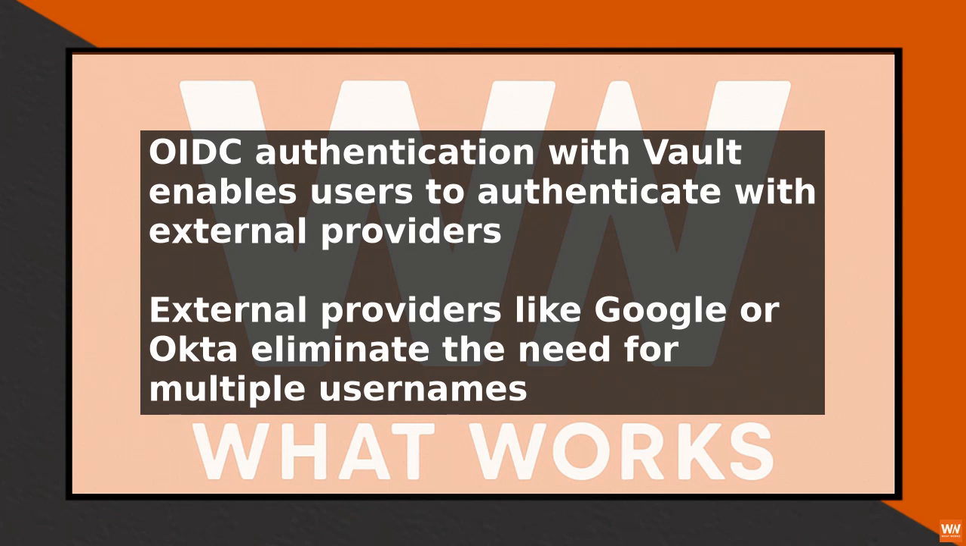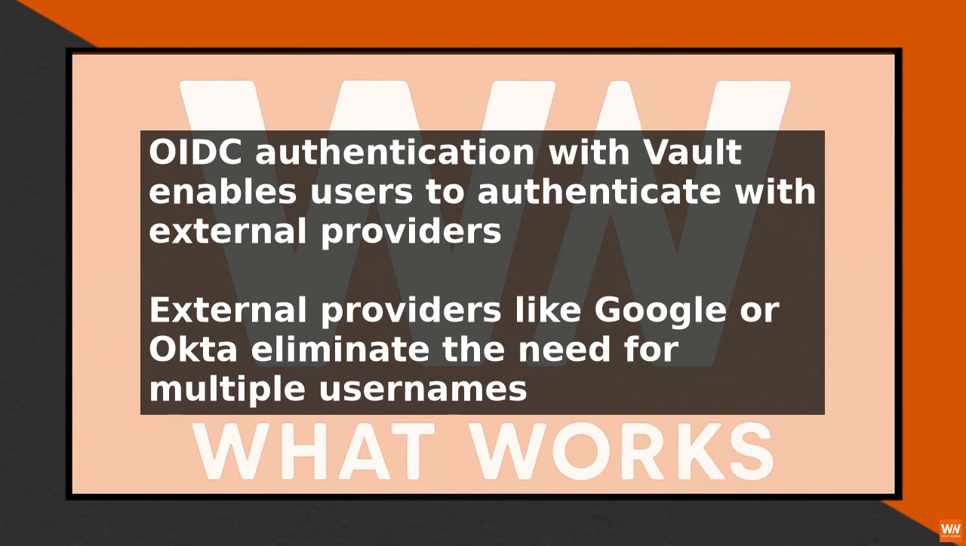To set up OIDC authentication with Vault, you will need to configure an OIDC identity provider, such as Google or Okta, and then configure Vault to use that provider for authentication. The first step is to create an OIDC client ID and client secret with your chosen identity provider. This will provide you with the necessary credentials to configure Vault.